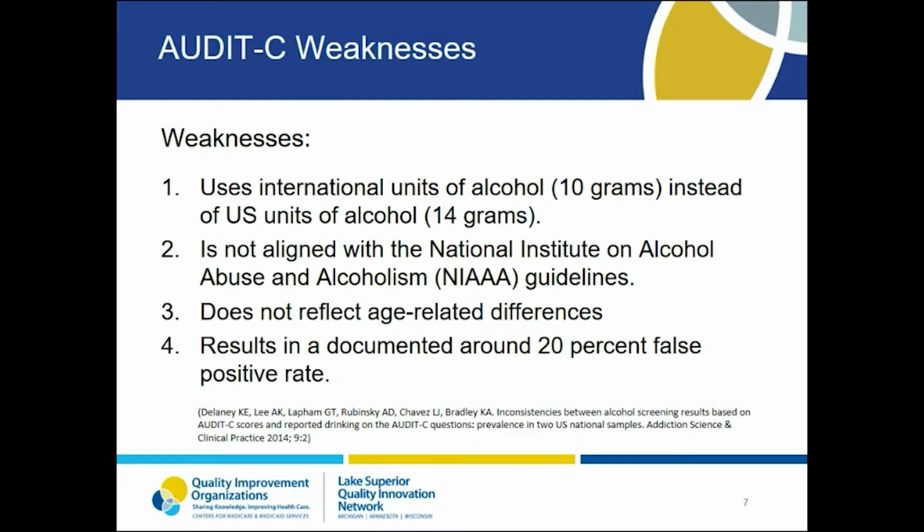It also fails to reflect age-related differences and required an adjustment to the scoring to reflect gender differences. But most importantly, research has shown that it can produce up to 20% false positive responses. This means that 1 out of every 5 patients screened will be told that they may have an alcohol problem when they actually don't, and be asked to complete additional screening.